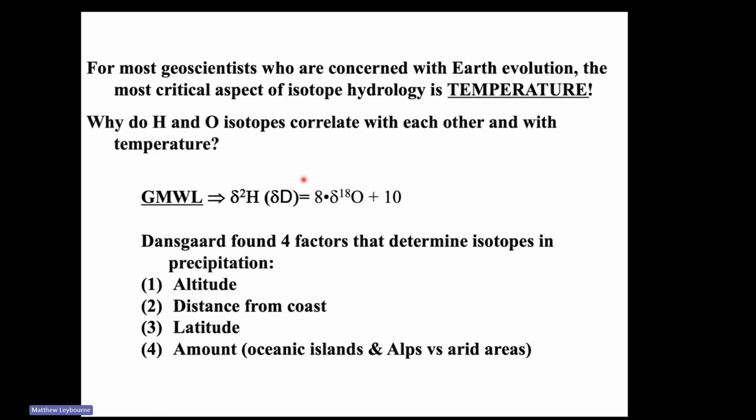There's the altitude effect, the distance from the coast, which is also called the continentality effect. There's the latitude effect, so how far north or south you are. And then there's the amount effect. So the amount of rain: in really heavy rainfall, you'll get less internal fractionation than you will in an arid area where you might get evaporation during rainfall, which will fractionate the isotopes.